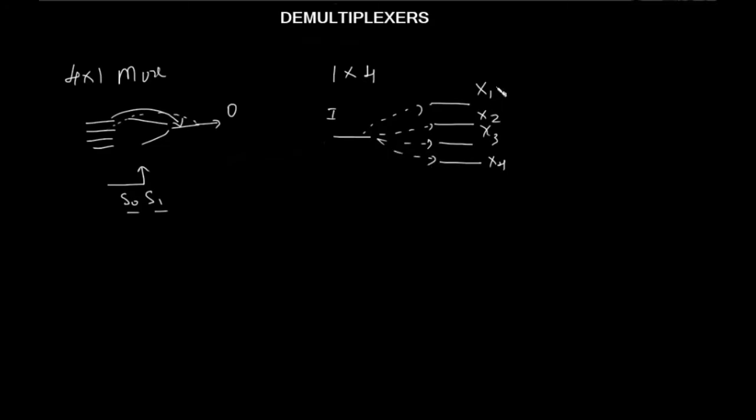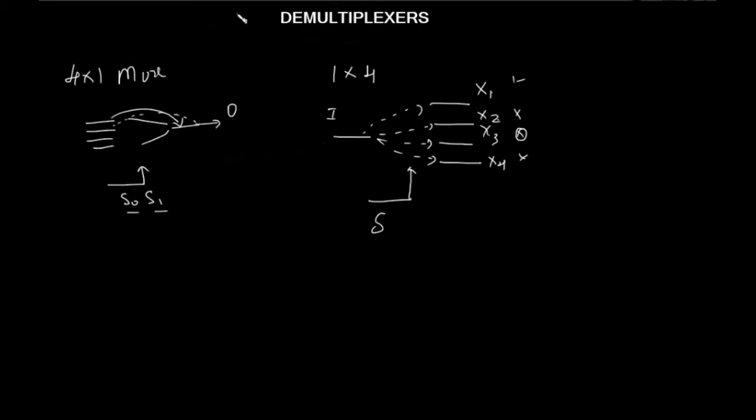If x1 is connected, the rest of the others will not be connected. If x3 is connected, the rest, x1, x2, and x4, will not be connected. That is controlled by the select signals. Since we discussed the 4 cross 1 mux in the previous lecture, we'll discuss the 1 cross 4 DeMux in this lecture. The link is given in the description. If you have not seen the 4 cross 1 mux, you can go back and see it, and then come back to this lecture.